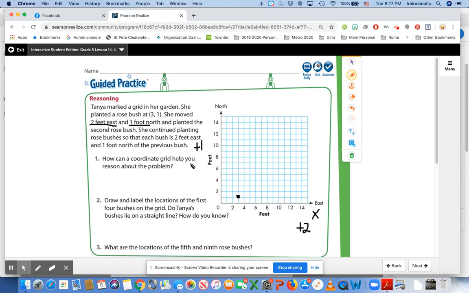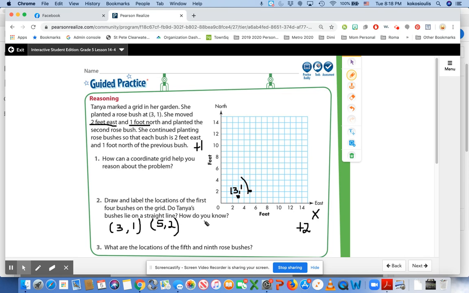How can the coordinate grid help you reason about the problem? Well, I could reason where she's going to plant the next one, right? If I know the first one is 3, 1, and X goes up by 2, let's do it here. 3, 1. And then the next one, I'm sorry about that, guys. I didn't mean to do that. We said X is going to go up by 2. So 3 is going to change to 5. And then Y is only going up by 1, so that's going to be 2. So the next point will be 5, 2.